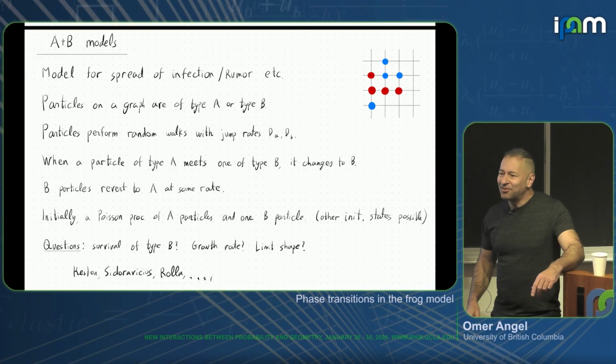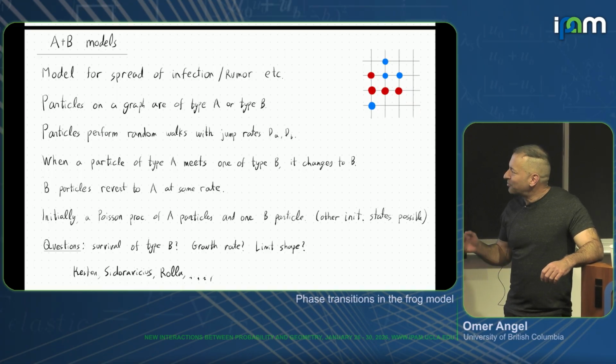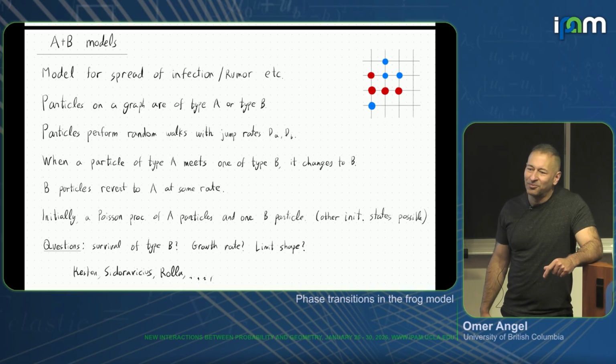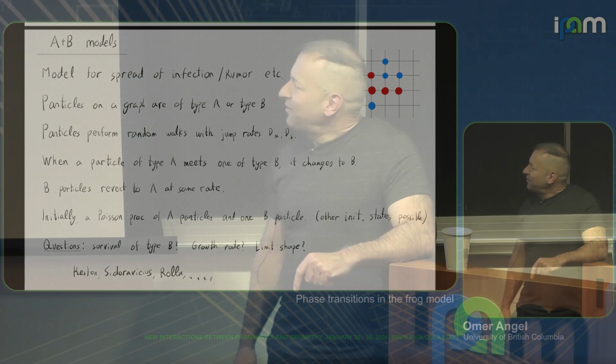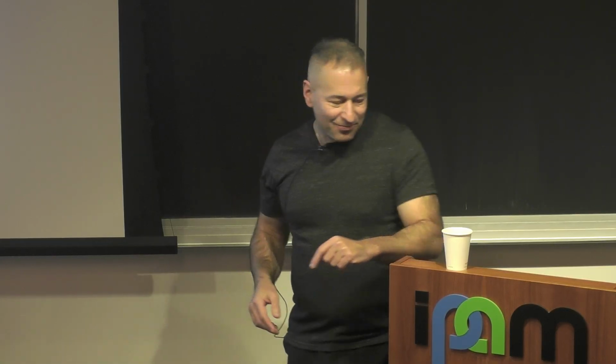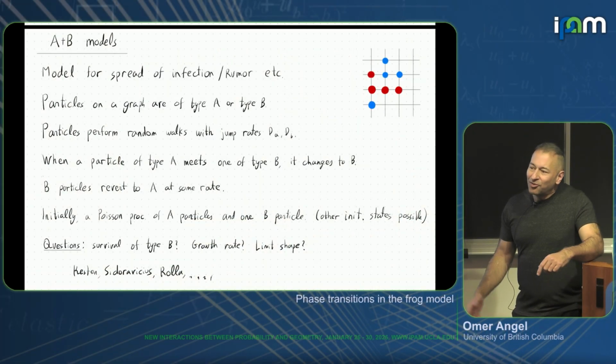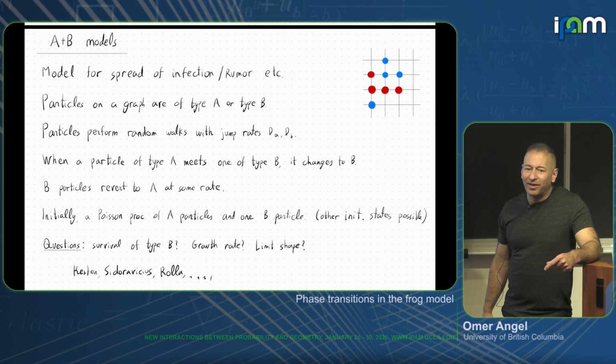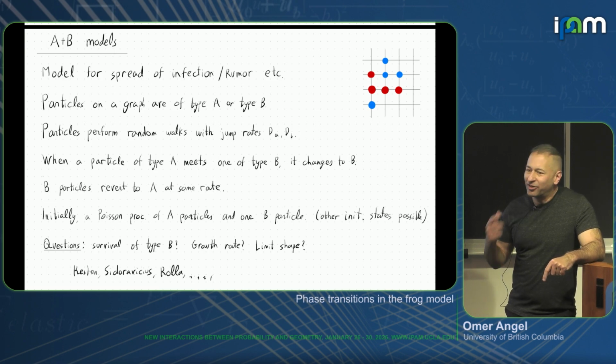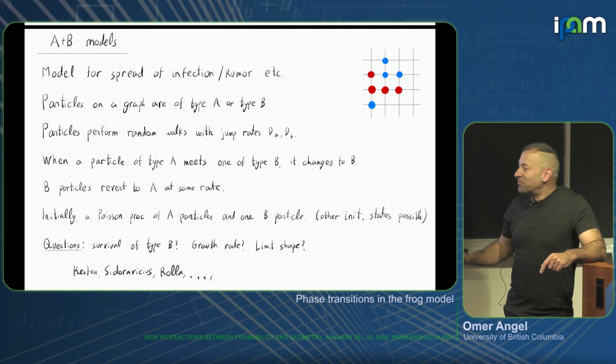Not everyone is usually familiar with the frog model, so I'll start with a quick overview of what it is and where it comes from. It is a special case of a class of models referred to as the A plus B models, which you can think of as modeling the spread of a rumor or infection in a population. You have a population moving around in some space and interacting. Some of them are infected, and when two particles meet, if one is infected, the other becomes infected. So it's a very simple and natural model.